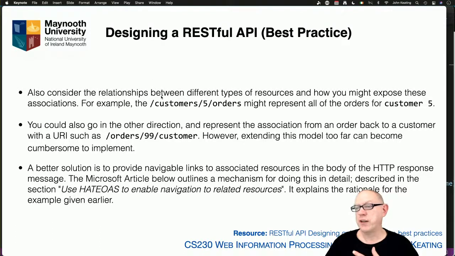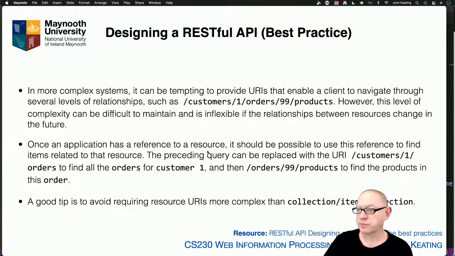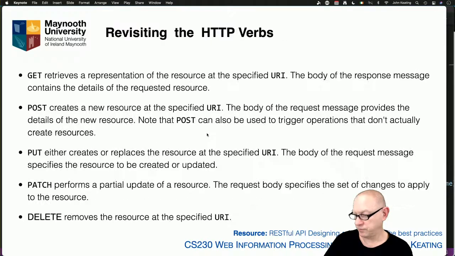So you also have to consider the relationships between the different types of resources, and you might expose these. So if we have, say, /customer/5/orders, that represents all the orders for customer 5. You could go in the other direction, and it represents the association from an order back to a customer. It's very, very difficult, so you want to watch that kind of stuff.